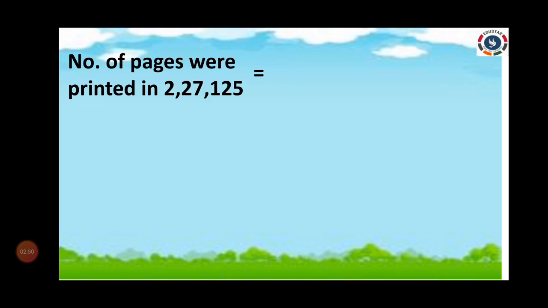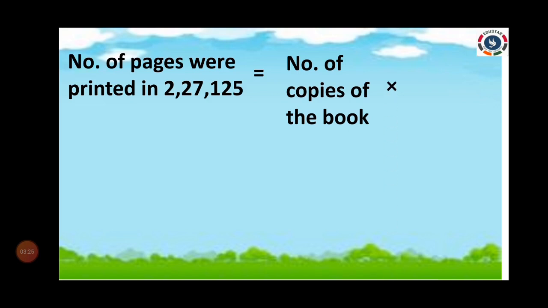Already I told you that one value is given. They are asking for many, which means we want to multiply the values. The number of pages of one book is given, and they are asking for the pages of many books, so we multiply. One is given, they are asking for more, so we multiply. What is given in the data, we do that. First, the number of copies of the book, then write the multiplication symbol, then the number of pages in each book. Multiply these two values and we will get the answer.